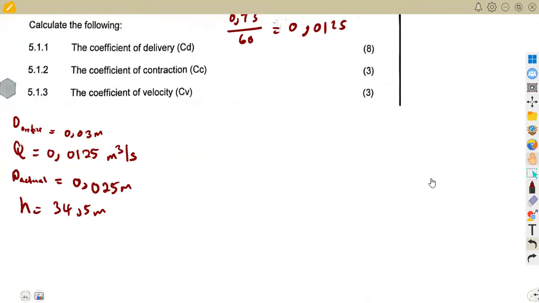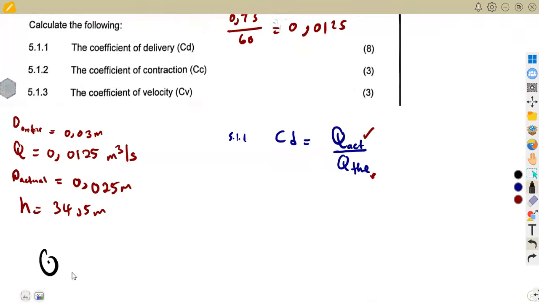We are dealing with the coefficients there, the coefficient of delivery. So we just need the formulas there, guys. These coefficients, you are given the formulas and you just need to know them. The coefficient of delivery is simply taken from the actual discharge, which is the delivery in this case, over the theoretical delivery. So you can write QT for theoretical. We have got the actual, it's already there, but we do not have the theoretical. So where are we going to get our QT for the theoretical?